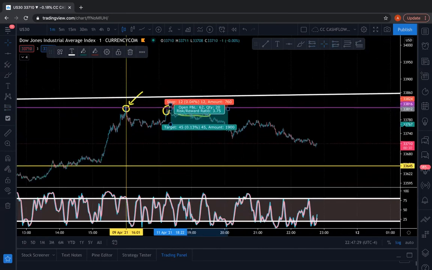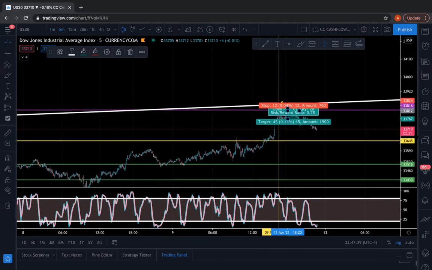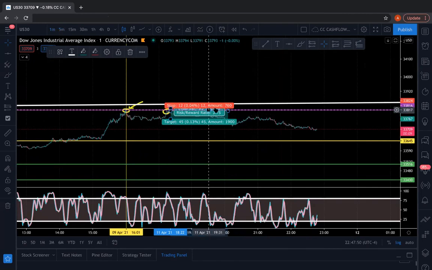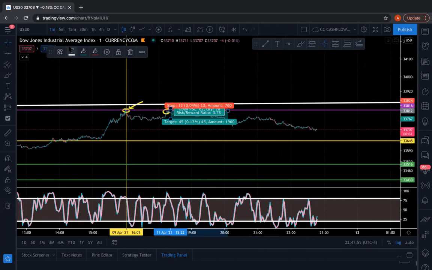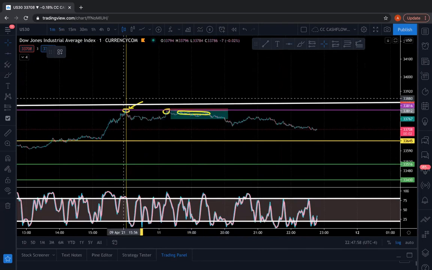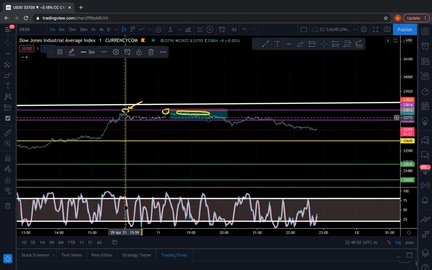Depending on how much you want to make, your support and resistance is your take profit zones. That could be TP1, TP2, TP3, depending on if you're long-term holding a trade or if you want to do quick trades. Then you can simply mark up your support and resistance like this. We got 1, that's support and resistance.